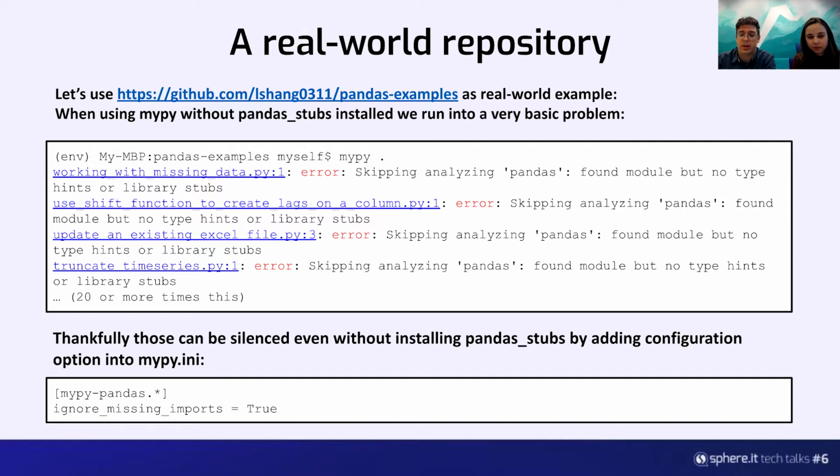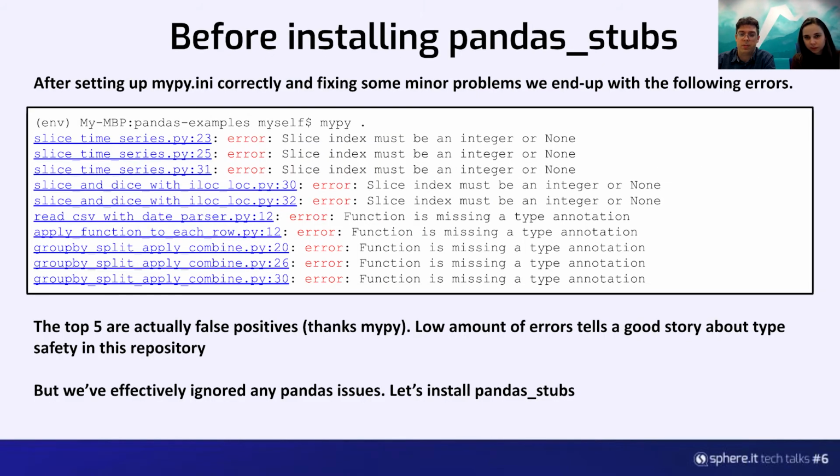So Mypy doesn't always work well. I haven't looked into why this happened in this example, but overall, if you look at the amount of errors in this repository, which is a few dozen source files long, it looks like this. It's okay. We don't have a lot of issues. It must be type safe. But if we install pandas-stubs, we get a completely different picture.